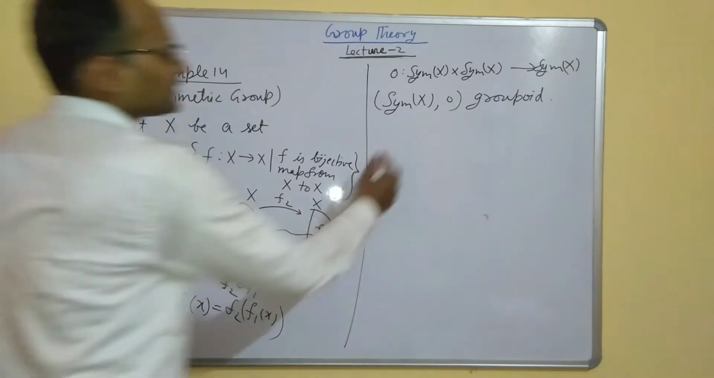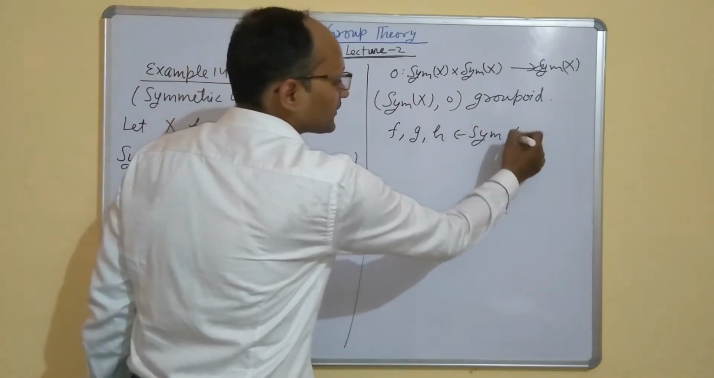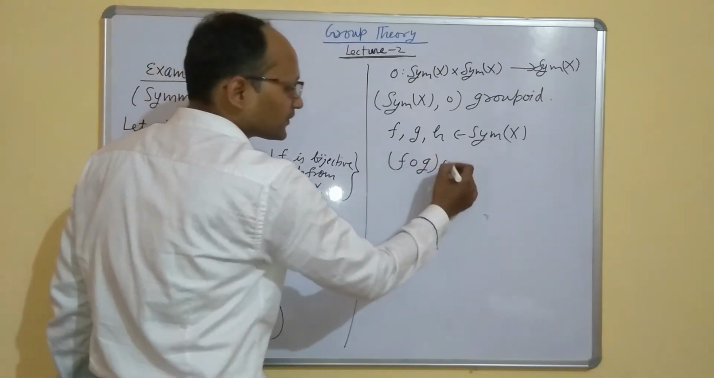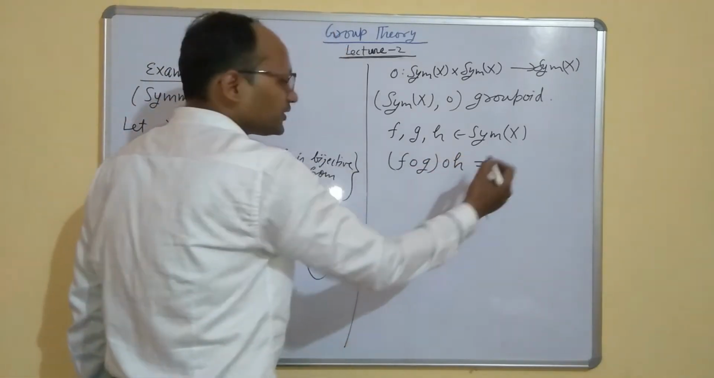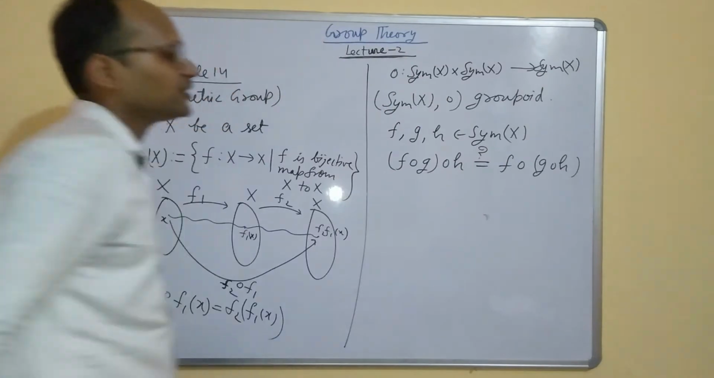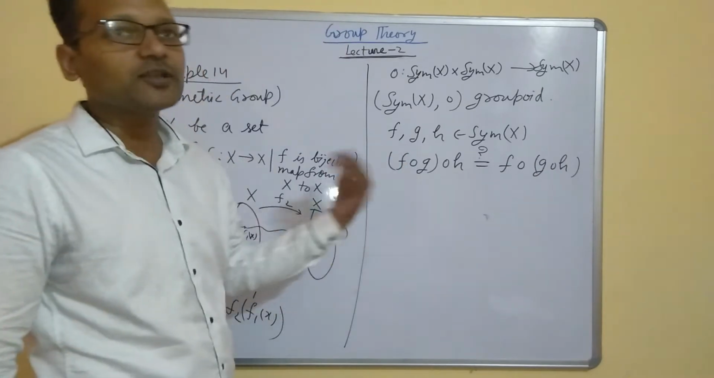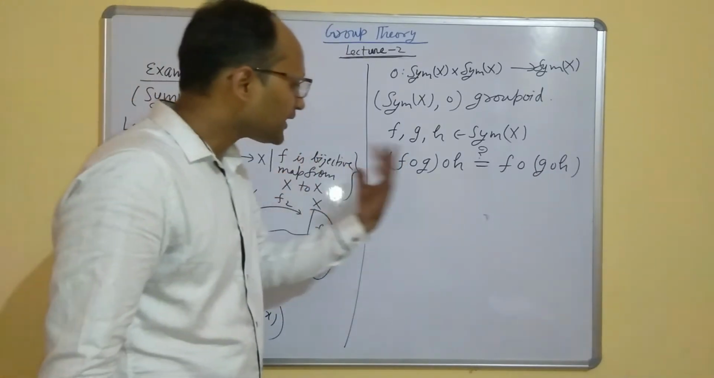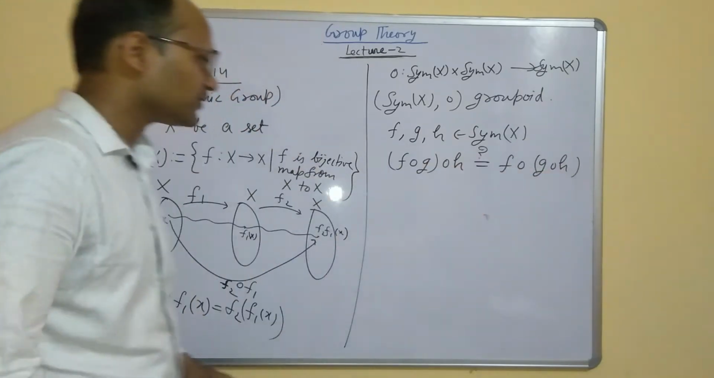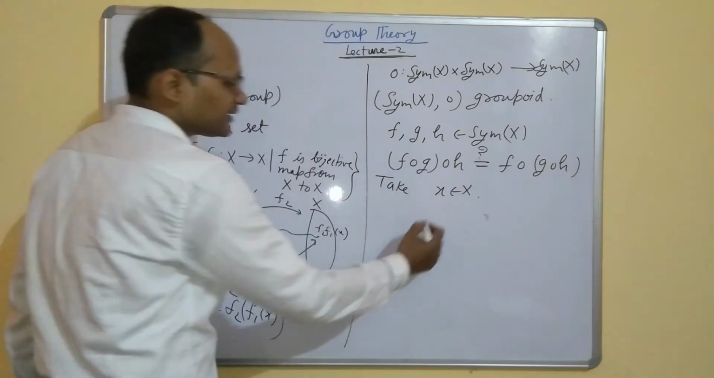So take three elements f, g, h in Sym(X), and now we will calculate this, and we will show that both are the same. So this is one map from X to X and this is another map from X to X, and we want to show that both the maps are equal. So for showing that both the maps are equal, we have to show that their images at each element of capital X are equal. So take any arbitrary x in X, then let us calculate the images.